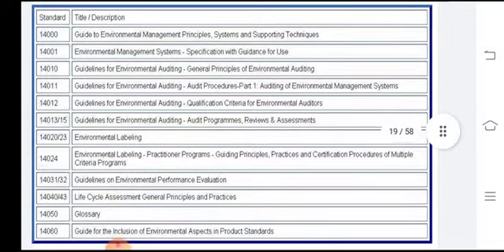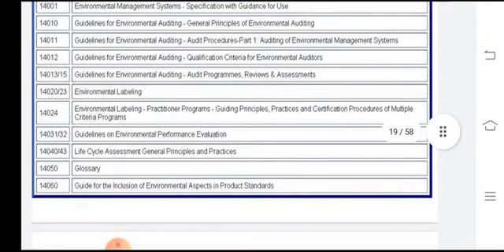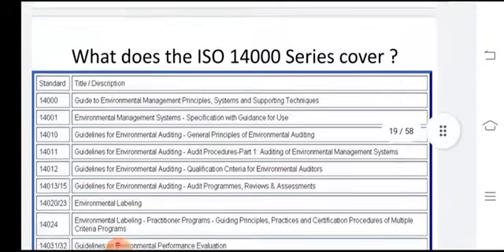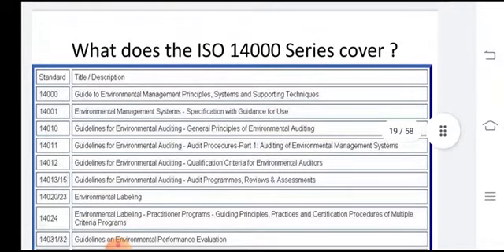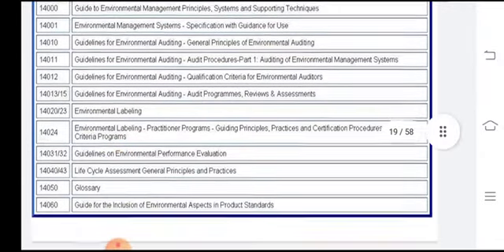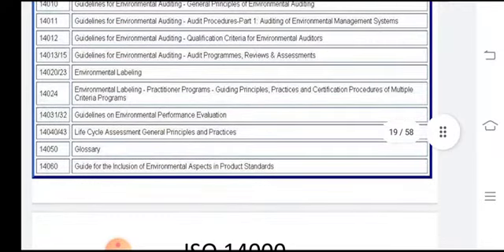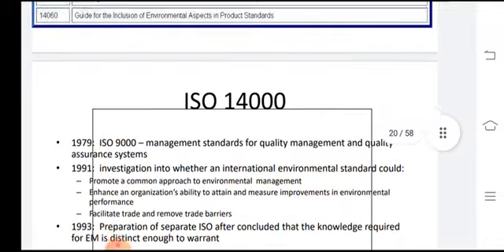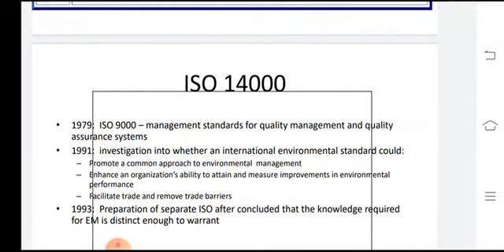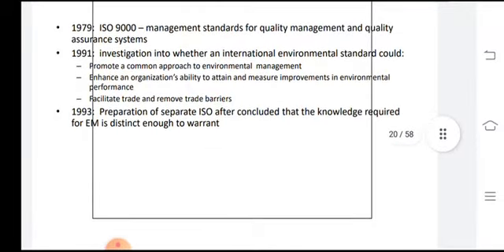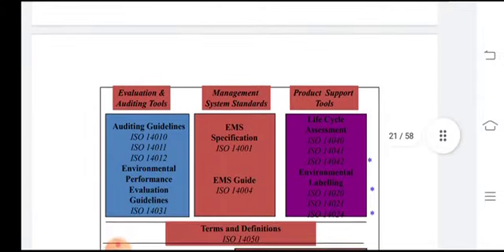Then we have labeling, which is covered in 14020 and 23. Please go through all these numbers and nomenclatures and their specific purpose, their titles and descriptions, what each is developed for, and what its requirements are. So please go through it. I think we have already gone through it; please do it just for revision.